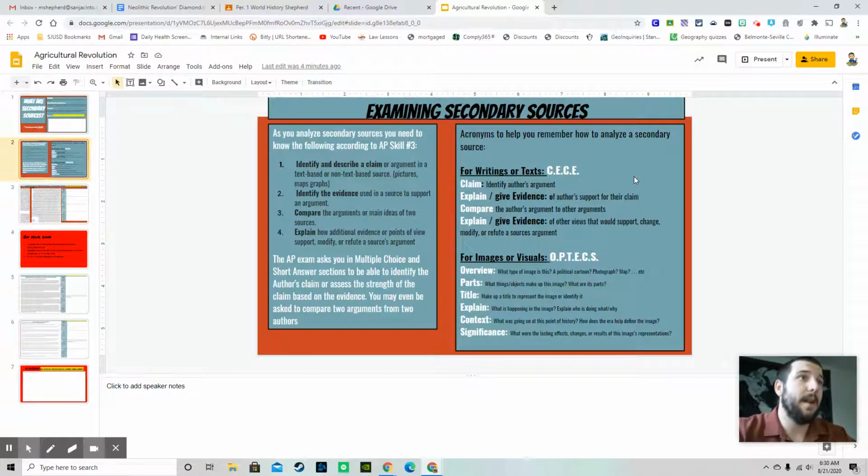Second C, compare the author's argument to other arguments, whether that's an argument to another article, an argument presenting a counter argument within the article, or comparing the argument to knowledge that you already know. Then you are going to explain that compared argument using evidence that you already know that's in the article or that's from another article. Okay, so let's get started on that today.